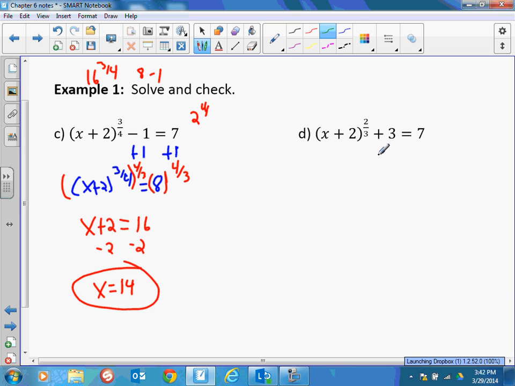Let's do the next one. We've got to isolate the exponent, so we subtract 3 from both sides. And we get x plus 2 to the 2/3 equals 4. Okay, and we have to get rid of that exponent, so we have to raise to the power of the reciprocal. What's the reciprocal of 2/3? It's 3/2. So we're going to raise to 3/2.